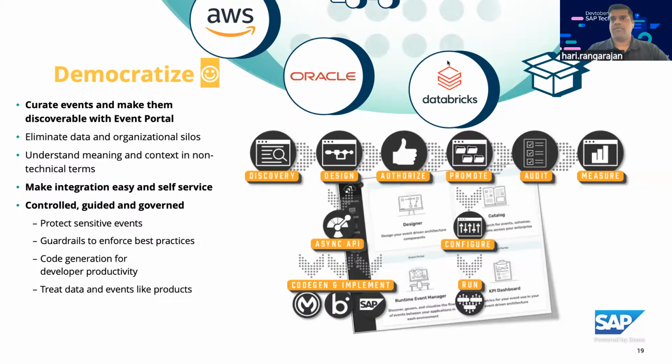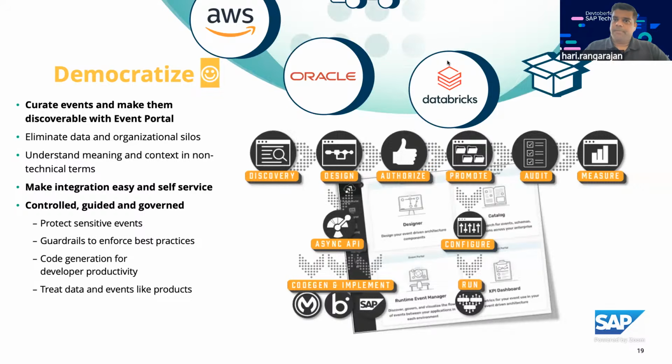You can have a flow where it's visible to different lines of businesses, but they can only get access to that event when they have made a business case and requested approval or access from the stakeholder who owns those events, right? You can also use code generation for developer productivity, all embedded within your event portal. And most importantly, you treat your data and events as products, right? Something that can be commercialized, something that can be made valuable.